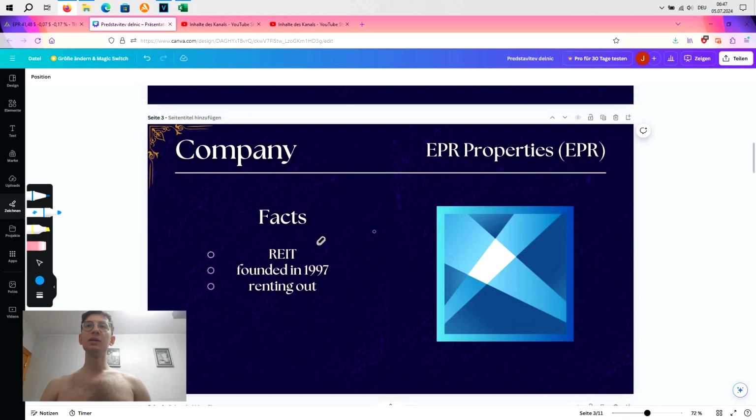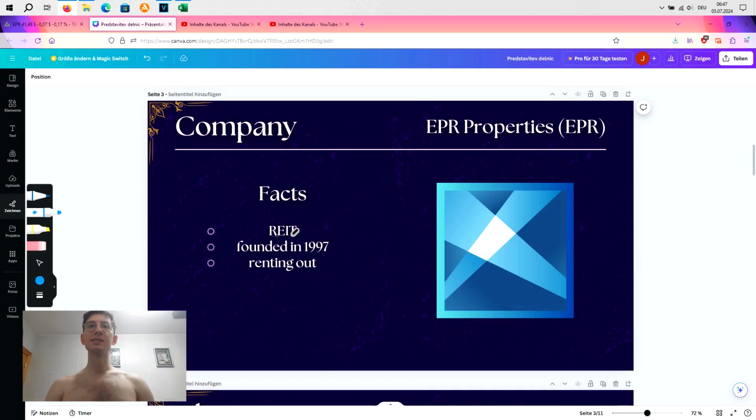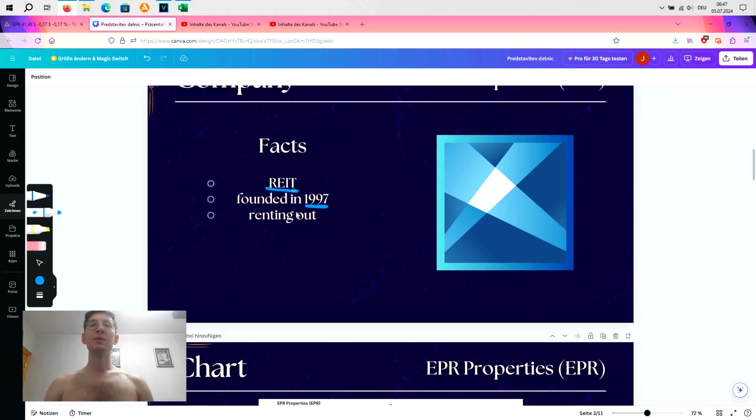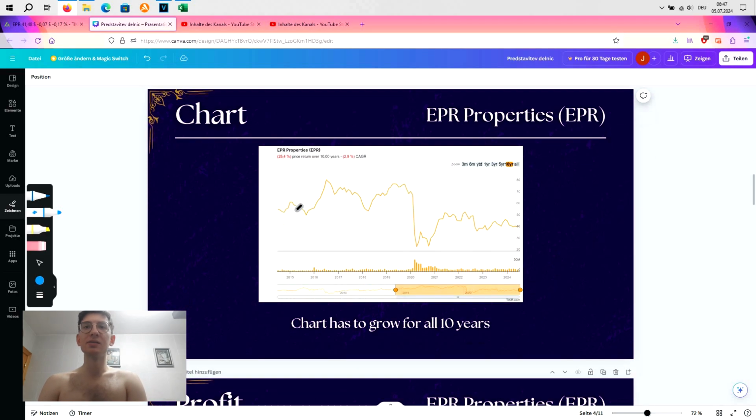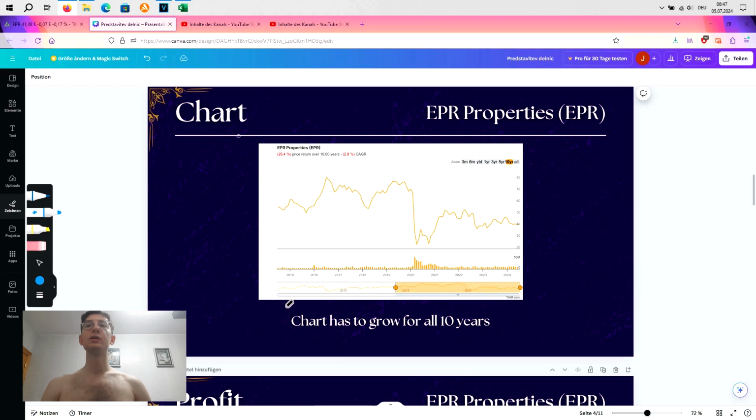Now, first of all, EPR Properties, it's some real estate investment trust. This REIT, that means actually that. So it was founded in 1997, and basically what they do is they buy properties and then they rent them out. It's that simple, okay? They are investing in real estate. Now let's begin with the actual analysis. So first of all, we are going to start with the chart, okay?